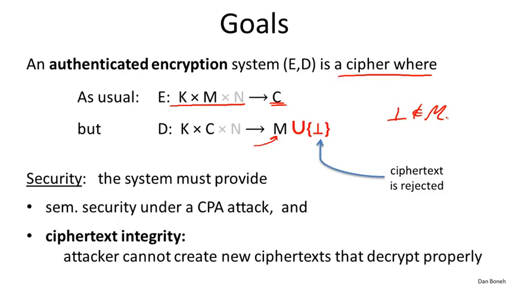Now, what does it mean for an authenticated encryption system to be secure? Well, the system has to satisfy two properties. The first property is that it has to be semantically secure under a chosen plaintext attack, just as before. But now there's a second property which says that the system also has to satisfy what's called ciphertext integrity. What that means is that even though the attacker gets to see a number of ciphertexts, it should not be able to produce another ciphertext that decrypts properly. In other words, that decrypts to something other than bottom.